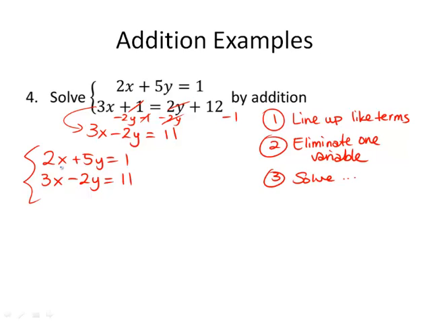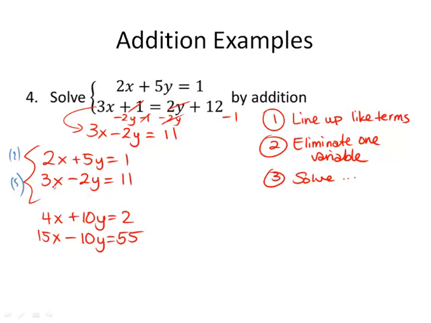We need to multiply one of these equations so that one of our variables disappears. Now, you really could choose either one. Let's choose the y because we already have a negative. So let's multiply. We actually need to multiply both here because the 5 and the 2 can't be made into each other directly. So then the top equation would have to be multiplied by a 2 and the bottom equation would have to be multiplied by a 5. That way, we end up with 4x plus 10y equals 2 and 15x minus 10y equals 55.